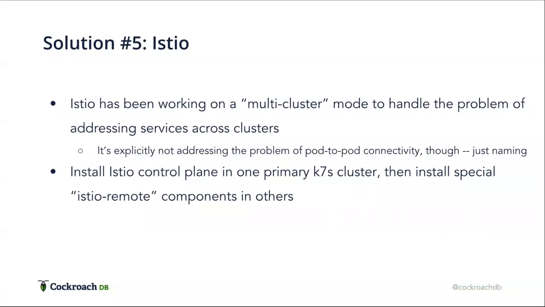It explicitly punts on the problem of enabling pod-to-pod communication, though. All it's doing right now is naming. What you do is install the Istio control plane in one primary Kubernetes cluster. Sorry for that K8s typo. And then you have to install this special Istio remote component in all of your other clusters.